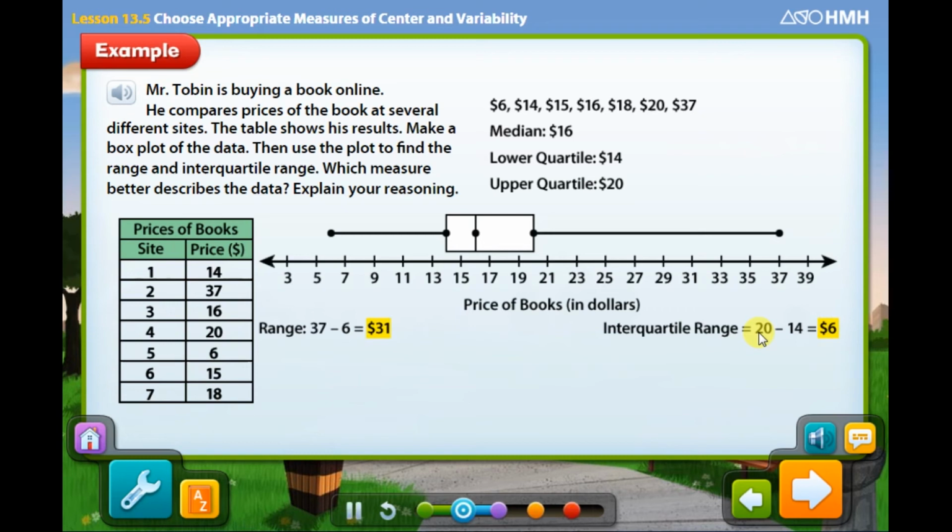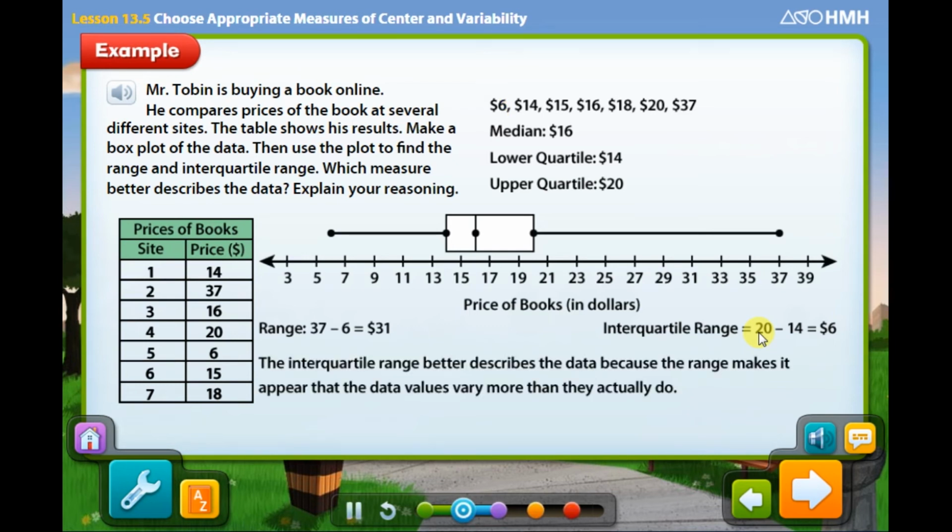Now, compare the range and interquartile range. Which measure better describes the data? 5 of the 7 prices are within the interquartile range, between 14 and 20. The other 2 prices are either much higher or lower. So the interquartile range better describes the data because the range makes it appear that the data values vary more than they actually do. So let me explain this part again.